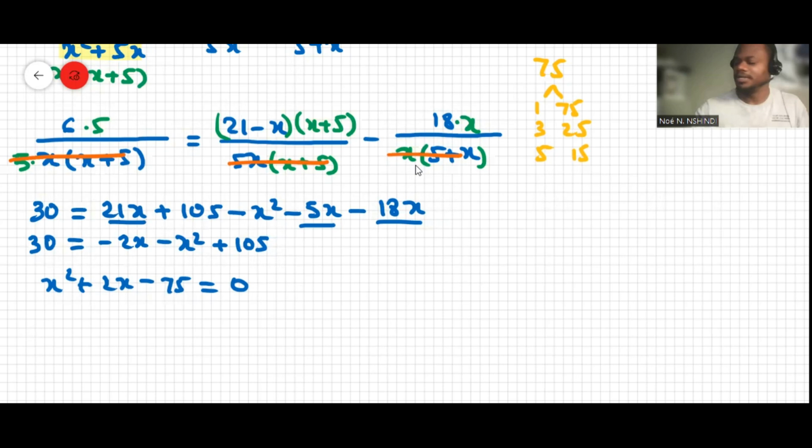Oh, one thing here. I didn't times by 5. As I put times also by 5x, to make the common denominator, I times also by 5 there. So this will be negative 90x. Yes. So now 21x minus 5x makes 16x. 16x minus 90x makes negative 74.